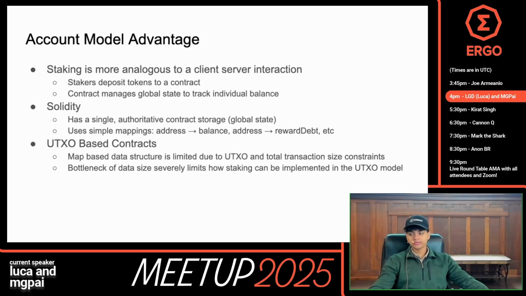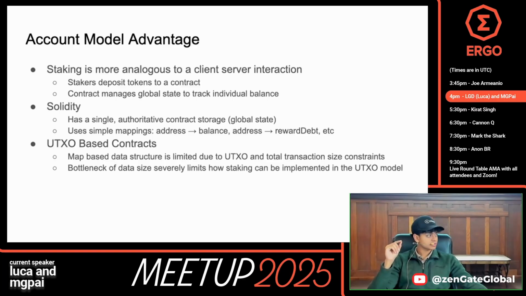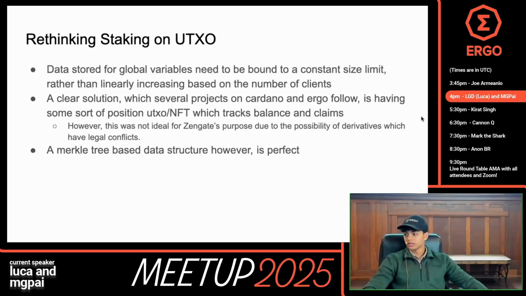So how can we move on with this, right? It almost seems impossible to bring something that needs such a large global state, because remember, this might translate to like 10 users, 100 users. But how are we going to scale to like 10,000 users, right? Because each user is going to have some size of data, right? That's not going to scale. So how do we do this? I had to rethink staking on the UTXO model.